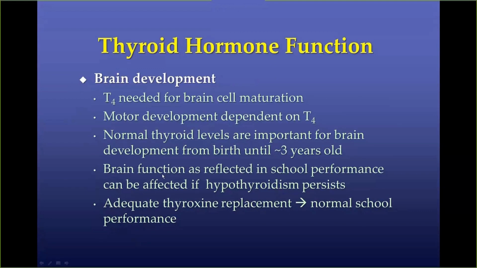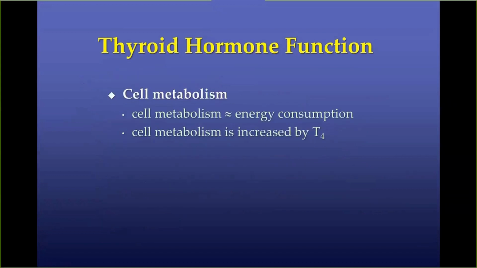Brain function as reflected in school performance can be affected if hypothyroidism persists. With adequate thyroxine replacement, there is normal school performance. Thyroid hormone is very important for brain development, especially from birth until the first 3 years. Cell metabolism is increased by T4.